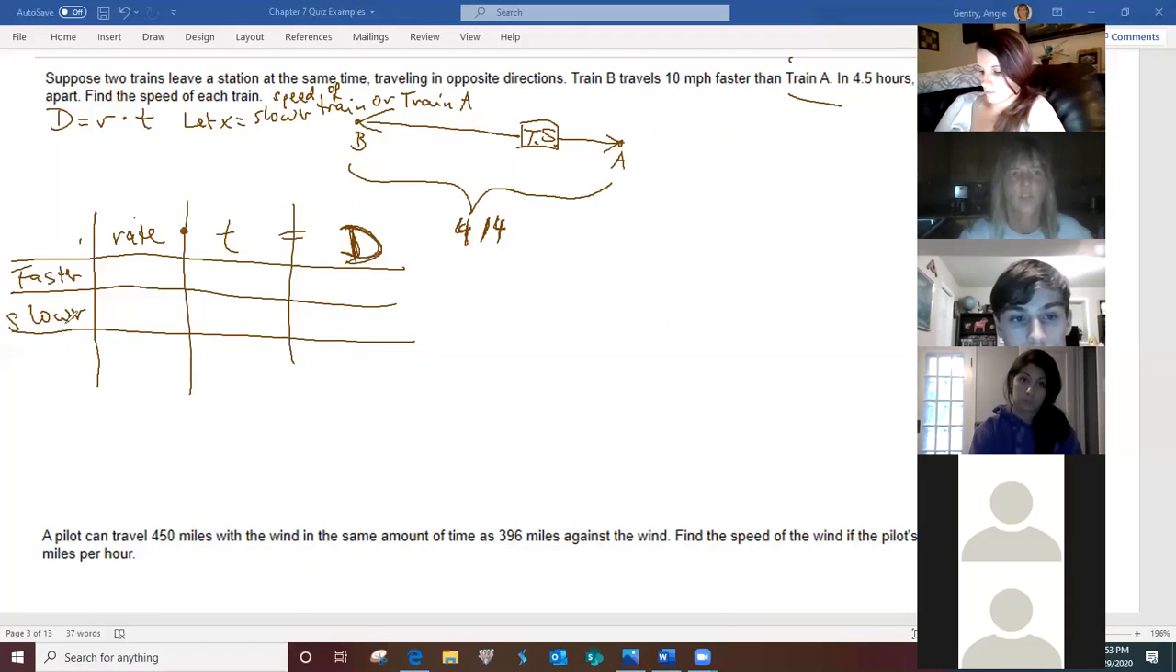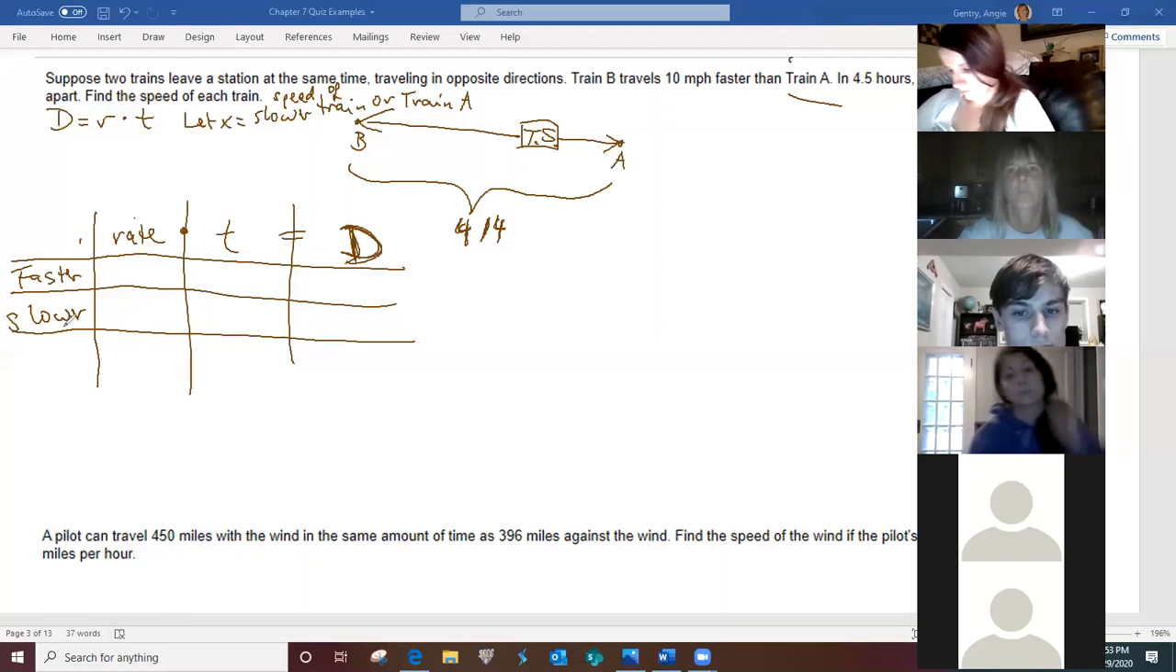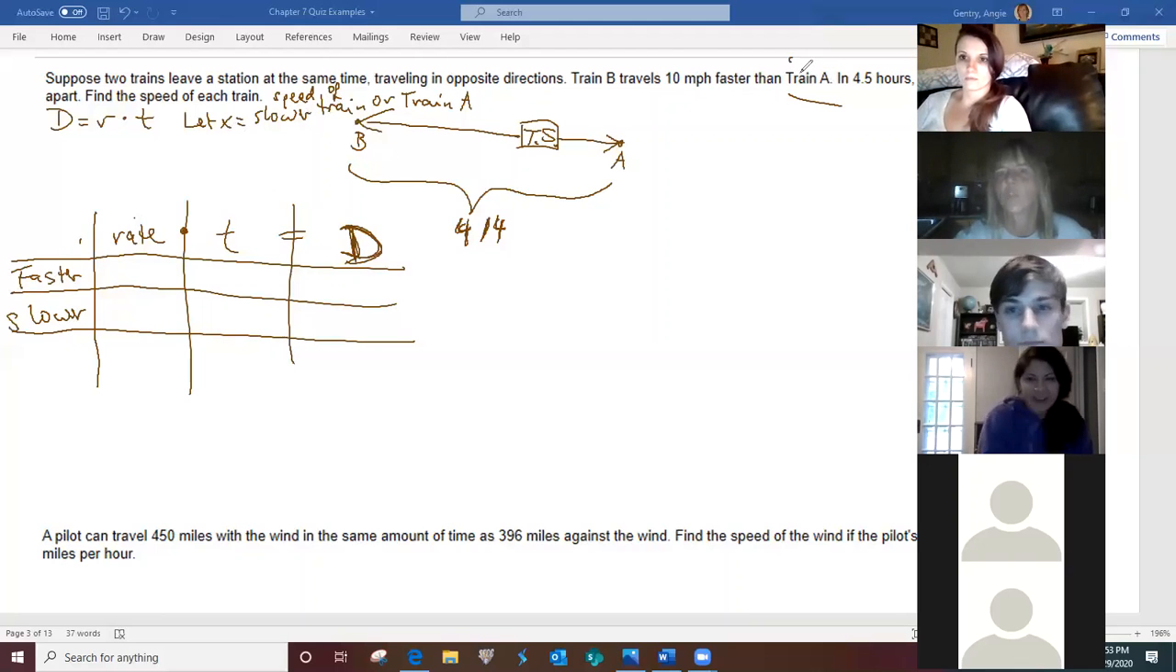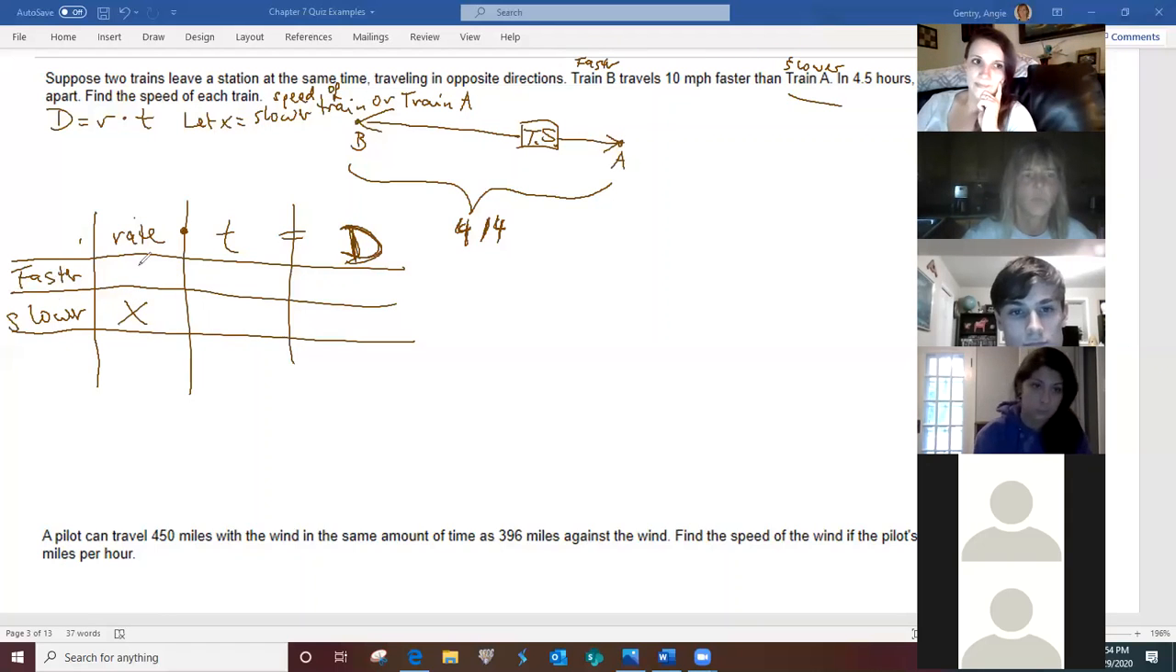But I always like to say faster and slower. So do you see how here in your rate item, you would say the slower one is X? So here, instead of saying A and B, you should think to yourself, that's the slower, and that's the faster. And then you say, oh, the faster goes 10 miles per hour faster than the slower. Let X be the slower. And then what goes here? X plus 10. You see it? Because it's 10 faster than the slower.